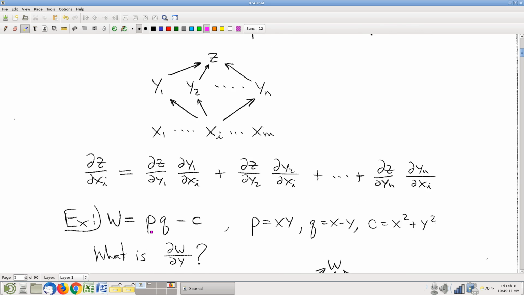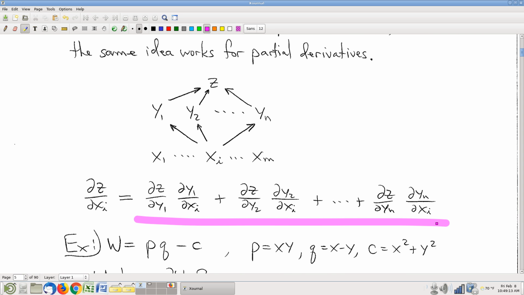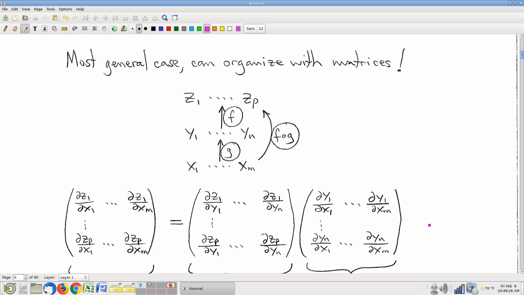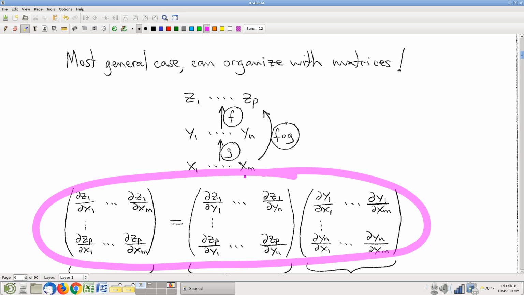First observation I'll make: this formula is a dot product. I mean, it's a sum of a bunch of products. It's got the structure of a dot product. And furthermore, it's exactly the dot product that you would get if you were to take these matrices and just multiply them as I've got them laid out here.